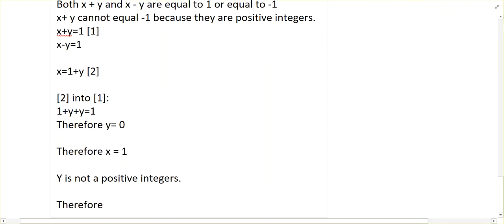Therefore, the original statement works. Because I proved the not proof, or I proved by contradiction. So therefore, and write the original statement is proved. And that's proof by contradiction. You find a situation where the opposite does not work, and that means the original works.